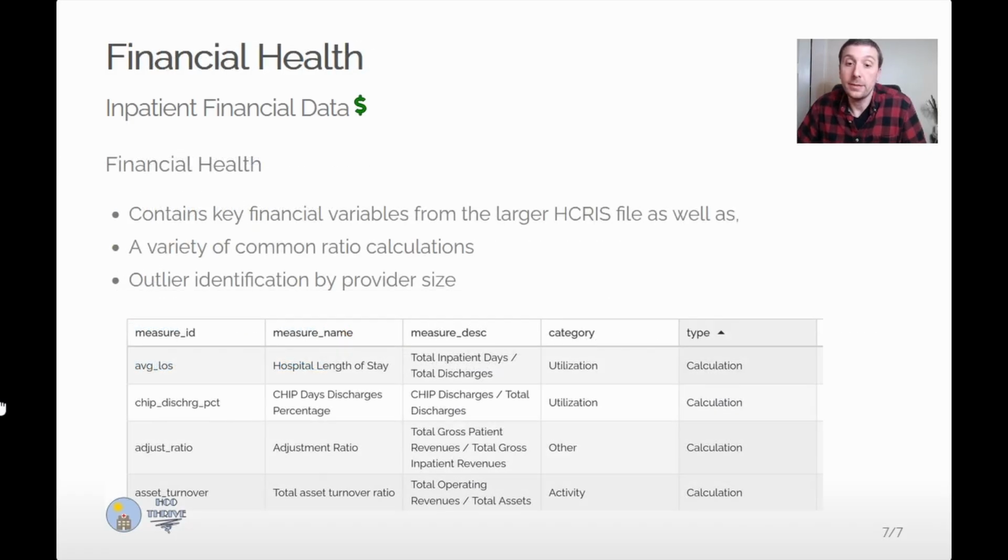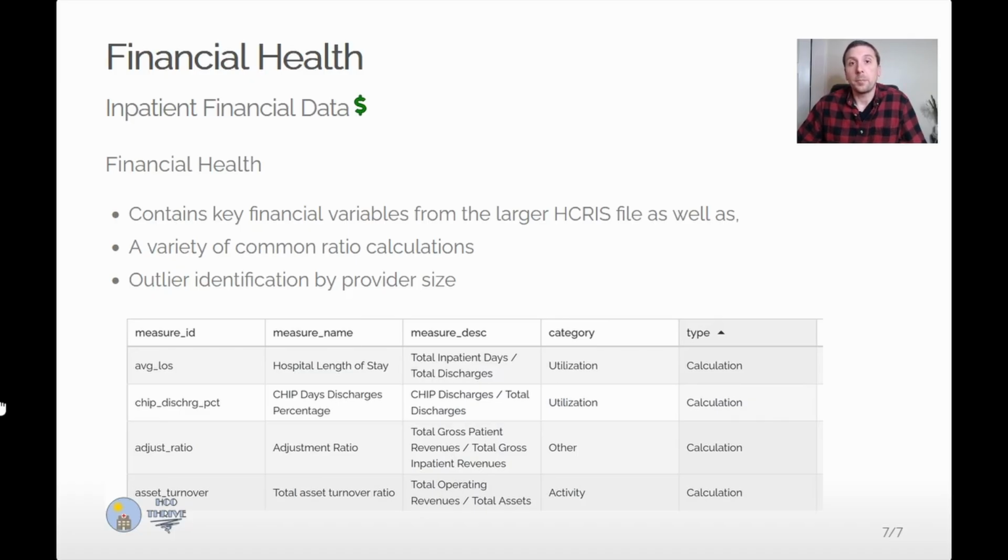So the financial health dataset is basically a subsection with the core financial variables. So everything from worksheet G, and then some other useful variables as well, utilization and some overall cost information. And then those are used to make a variety of common ratio calculations. And then we calculate outliers by variable within each cost report by size as well. Obviously these numbers might be quite different for a small hospital as opposed to a giant one. So they're grouped into small, medium, large, and then we calculate standardized scores for each variable.